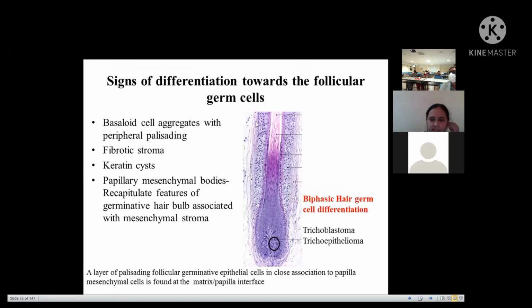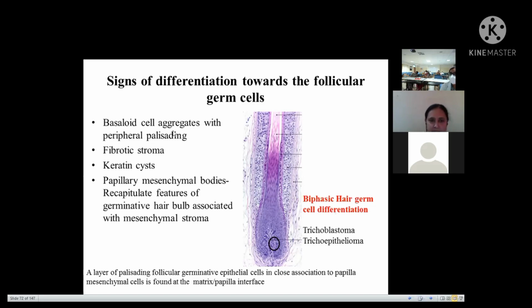So back to our classification. This particular tumor is of germ cell origin, so it originates from the hair bulb, where there is a layer of palisading germinative epithelial cells which are in close association with the papillae. That is why the tumors arising from these germinative cells have this biphasic differentiation. So they have both an epithelial as well as a mesenchymal component.